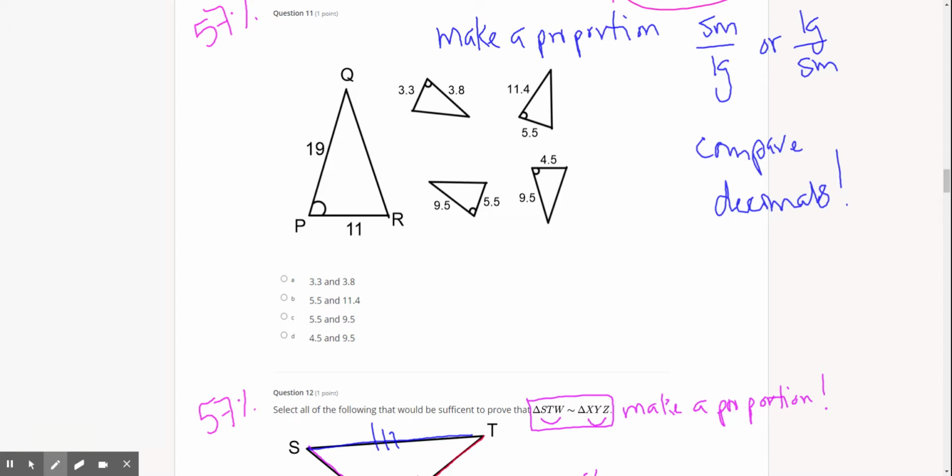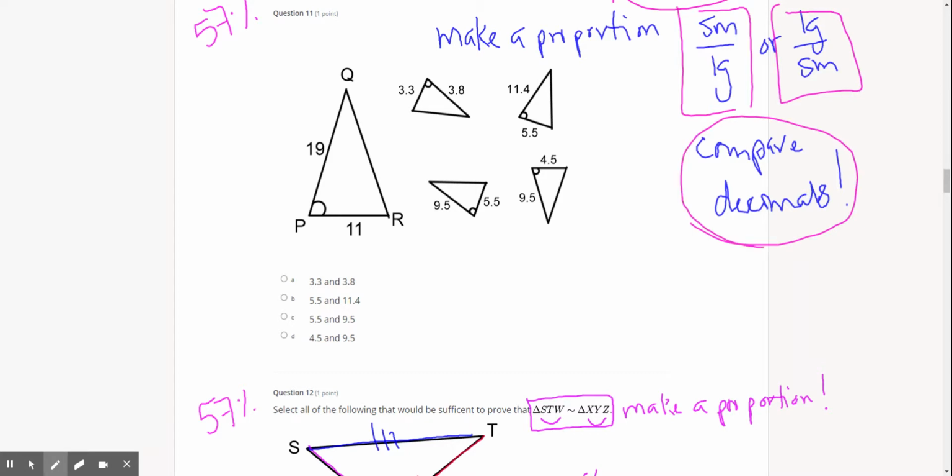So yeah, the easiest thing to do is just make all of your ratios and find the decimals, right? It doesn't matter if we do small over large or large over small, but we're ultimately going to compare all the decimals. So let's just keep doing what we've been doing. 11 over 19 and 3.3 over 3.8 and 5.5 over 11.4 and 4.5 over 9.5 and 5.5 over 9.5. And you just have to find all the decimals.